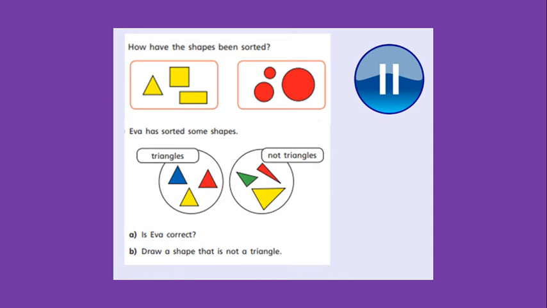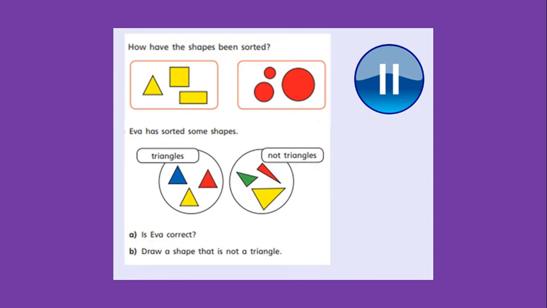And if you understand what that means, it means what theme has the person used to group them? How has the person sorted them? Have they sorted them by size, by shape, by colour, by property? What do you think? Have a think and we'll check in a moment.